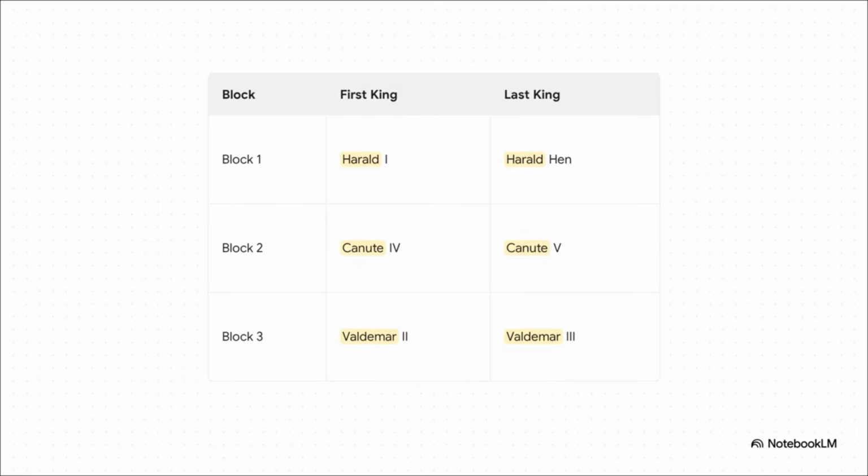And it gets weirder. Just look at the bookends of each block, the first and last king. Block 1 starts and ends with a king named Harald. Block 2, it's Canute at the beginning and Canute at the end. And Block 3, yep, you guessed it, a Valdemar to start and a Valdemar to finish. That's not a coincidence. That's symmetry. And it's our first huge clue that something really strange is going on here.